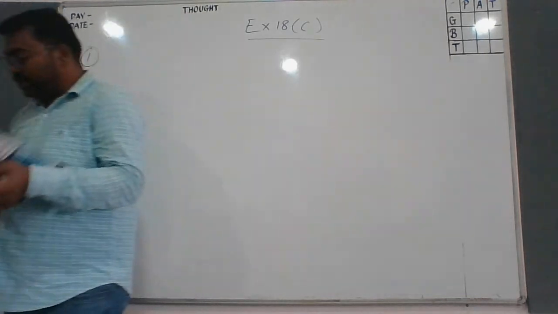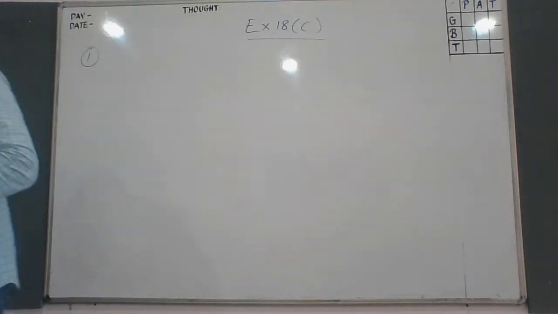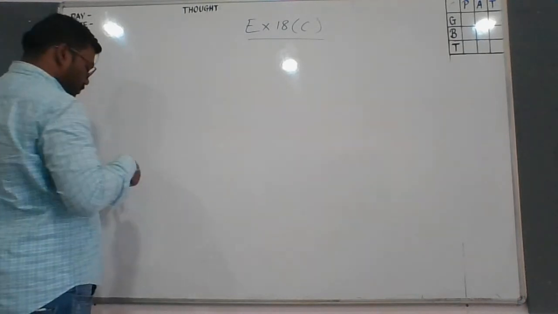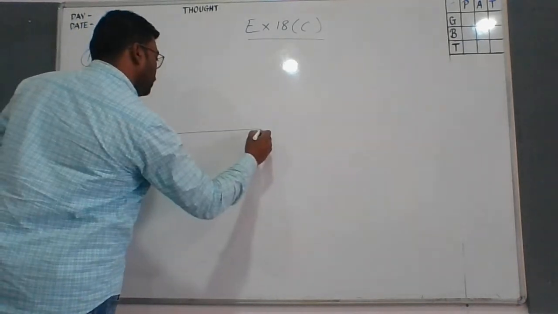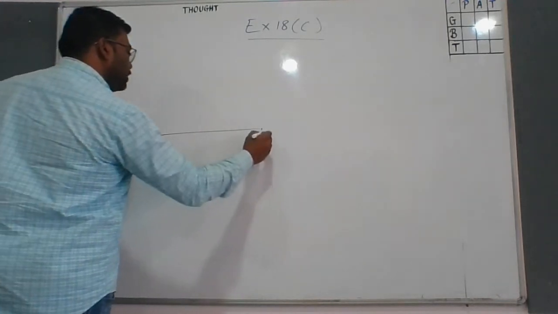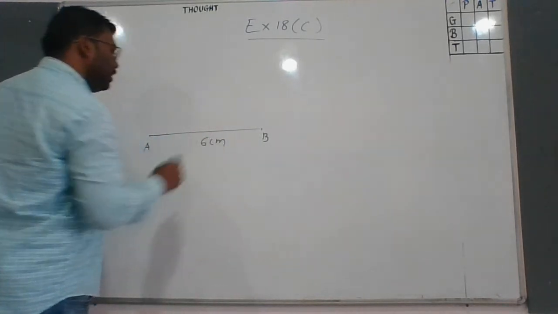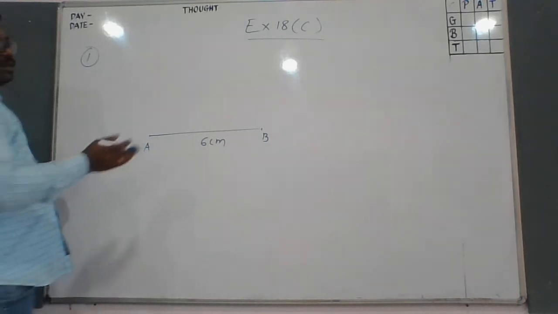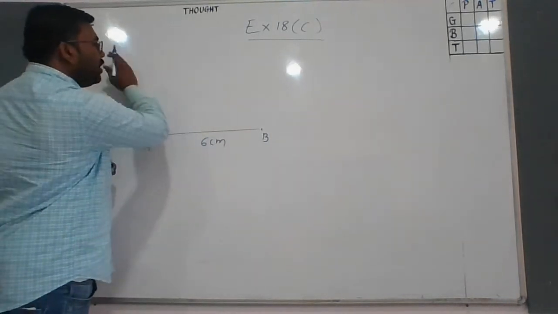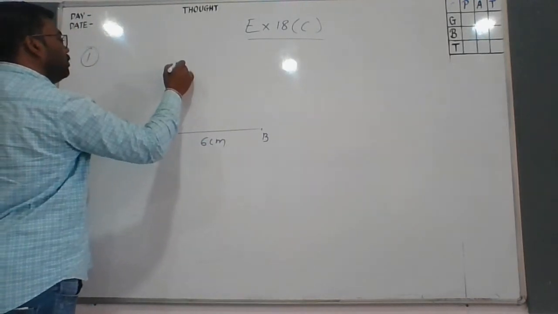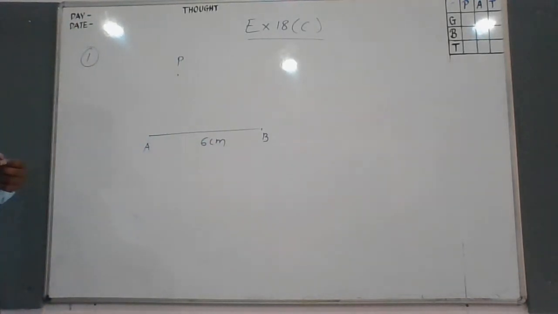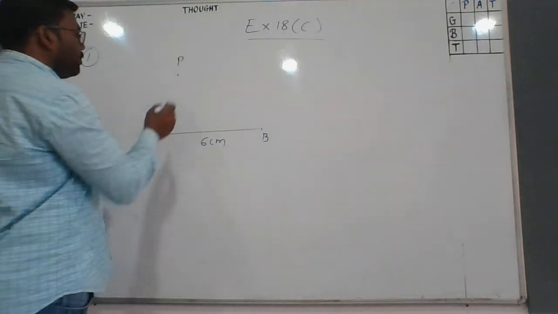Okay. First, we have to draw the line AB whose length is 6 centimeter. Draw this AB. Its length is 6 centimeter. It is given in the question. Now what they are saying, take a point P outside the line anywhere. So we are taking this point P here outside the line. Now from this point P, we want to construct the parallel line which will pass through the point P. For that, what is the procedure?